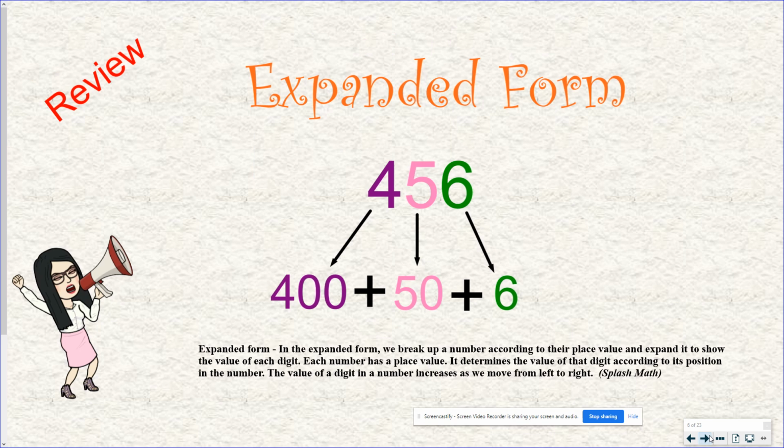We are also going to review expanded form. In the expanded form, we break up a number according to their place value and expand it to show the value of each digit. Each number has a place value. It determines the value of that digit according to its position in the number. The value of a digit in a number increases as we move from right to left.